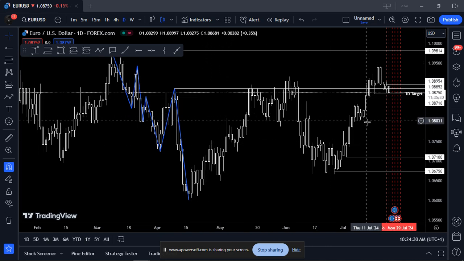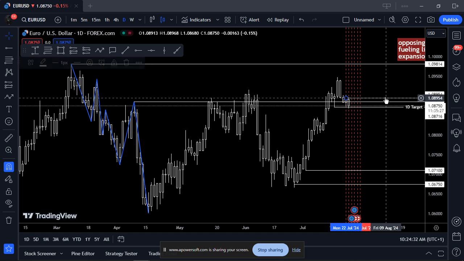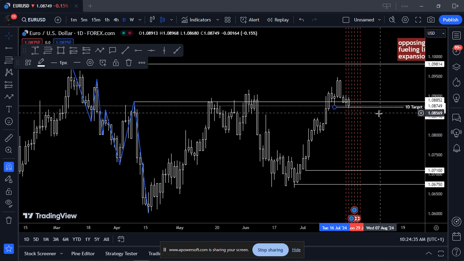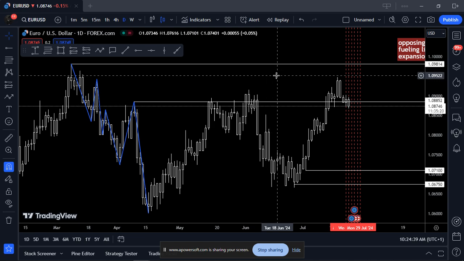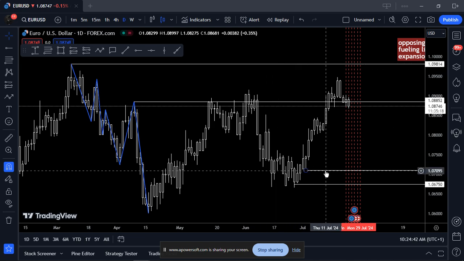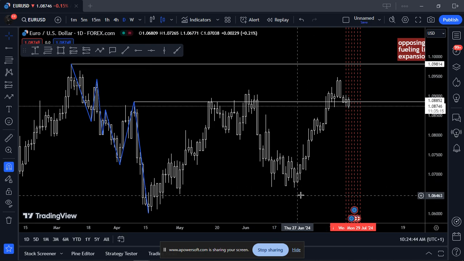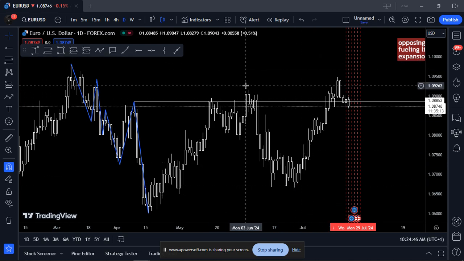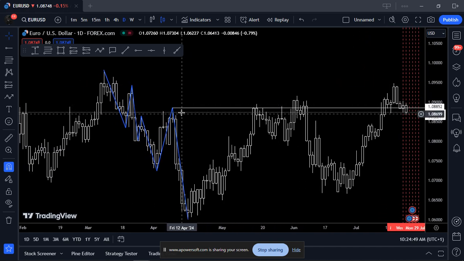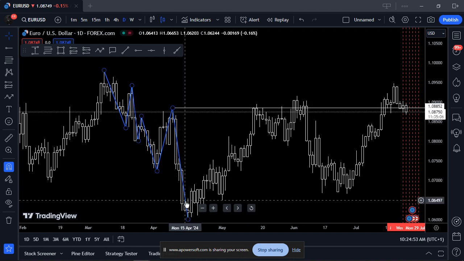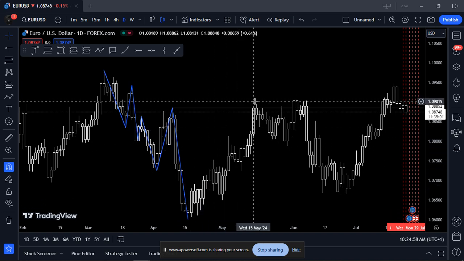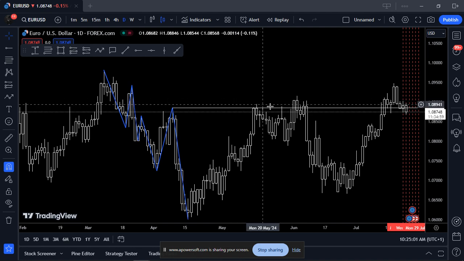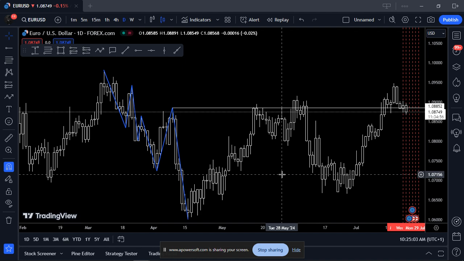All right, let me remove these so that everywhere will be clear and work with just the lines we have. Okay, now you see this is the closest opposing liquidity, and we told you phase one lasts for as long as opposing liquidity has not been taken. Then after it has been taken, you look for fueling liquidity to be taken.